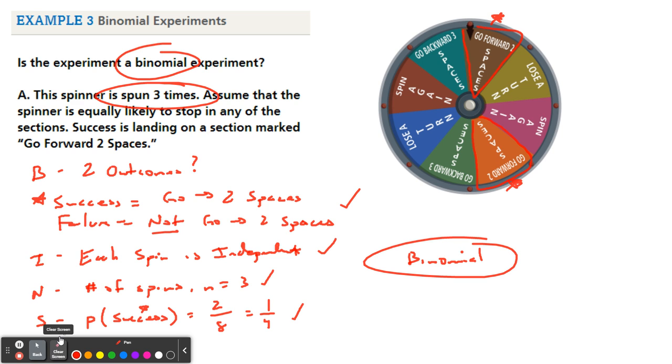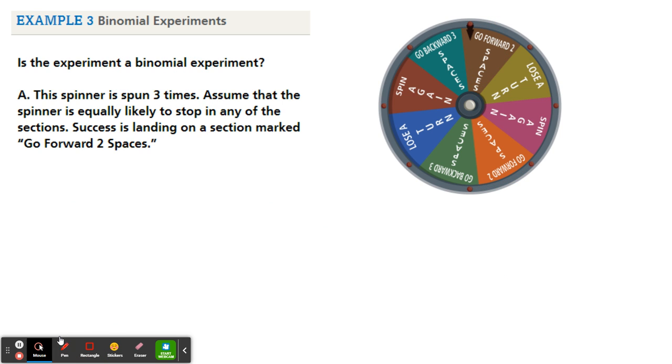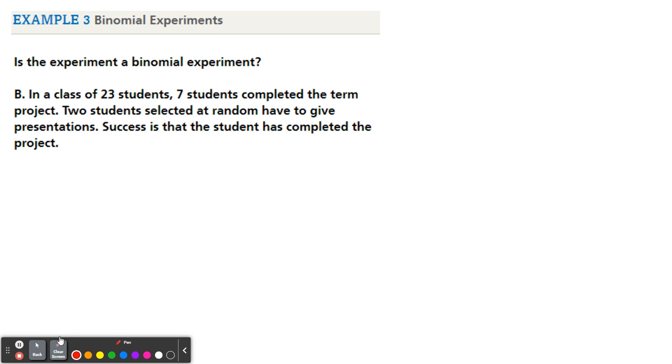Okay, all right, very good. Let's do another problem involving whether it's binomial or not. If that was binomial, let's guess what this one's going to be. In a class of 23 students, 7 students completed the term project. 2 students selected at random have to give presentations. Success is that the student has completed the project. So is this a binomial experiment?